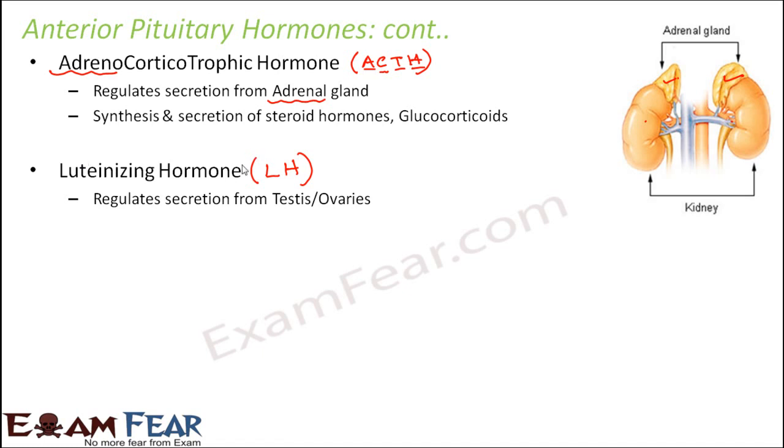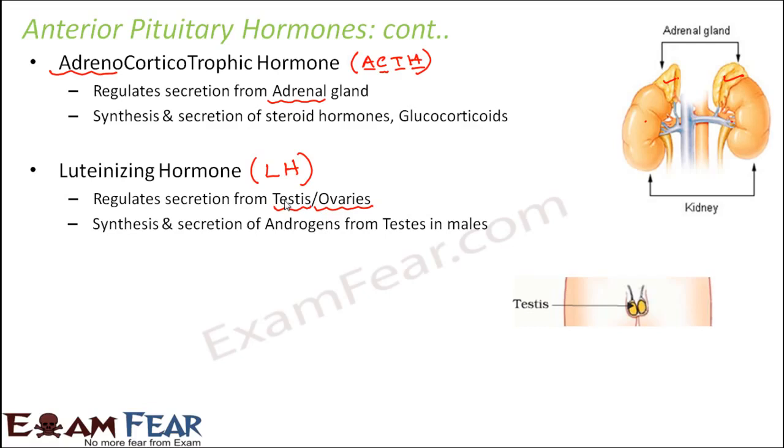Now what are testes and ovaries? They are the male and female sex organs, but other than that they also secrete some important hormones, specifically the male and female specific hormones, which actually govern the characteristics and behavior in a male and a female. So this luteinizing hormone will regulate the secretion from the testes and ovaries. So let us see what all it regulates. Basically it helps in the synthesis and secretion of androgens from testes in males.